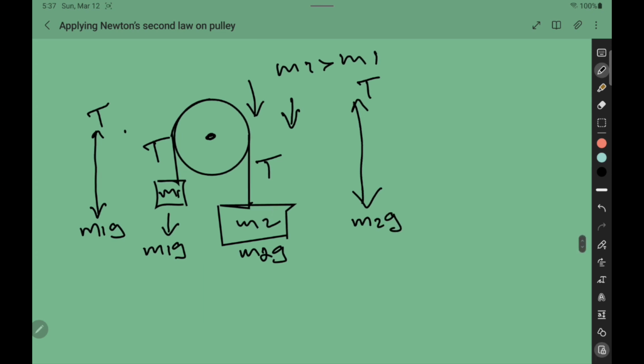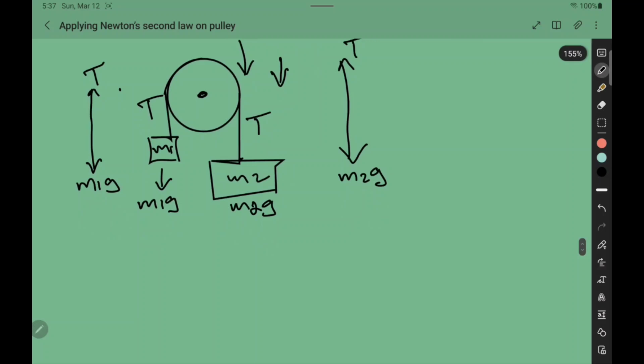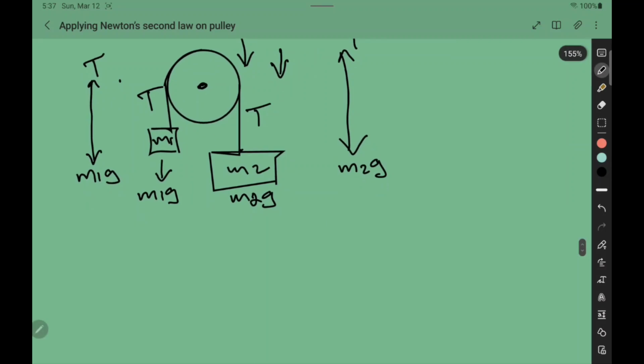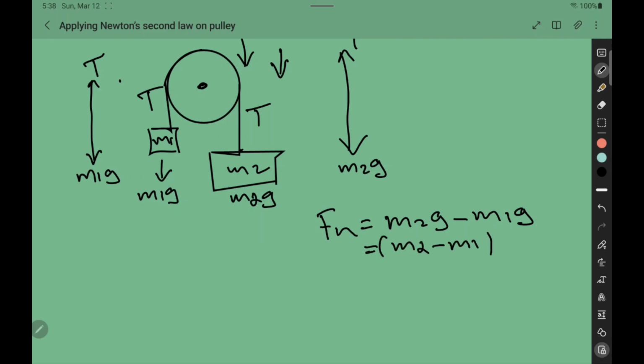Now, how do you solve this problem? Now you have the net force. The thing that you have to note every time is that the net force is the difference in weight: the weight of the second mass minus the weight of the first mass. So this is equal to m2 minus m1, the difference in mass, times gravity. This is the resultant force or the net force.